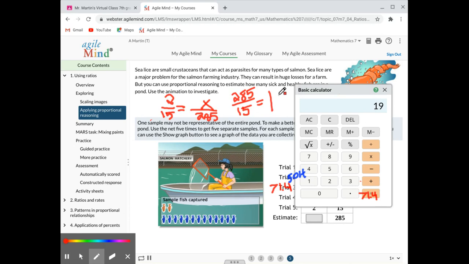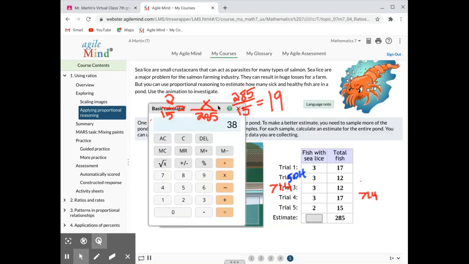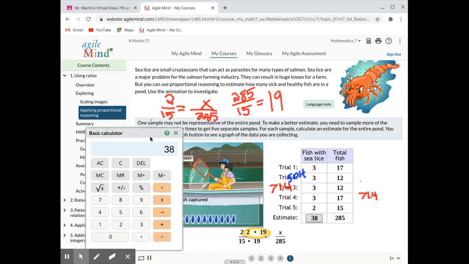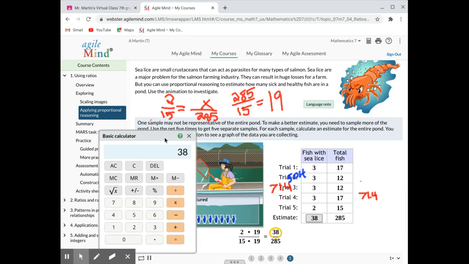19. All right. And what do we need to do with our scale factor so that we can determine what x is? Multiply it. So what am I multiplying? 19 times 2. Good. And what is 19 times 2? 38. All right, so let's check our work. We're going to put that in here. Let's see if they get the same answer as we did. Did they get what we did?